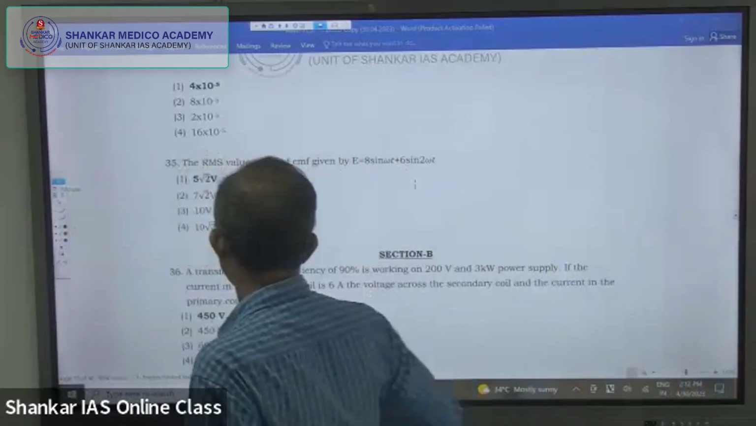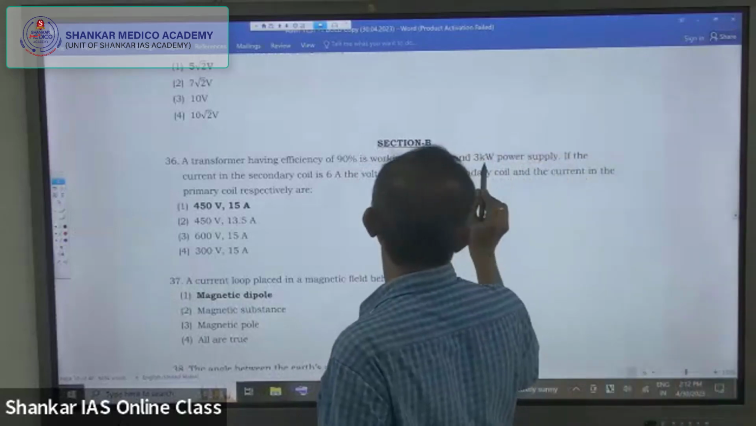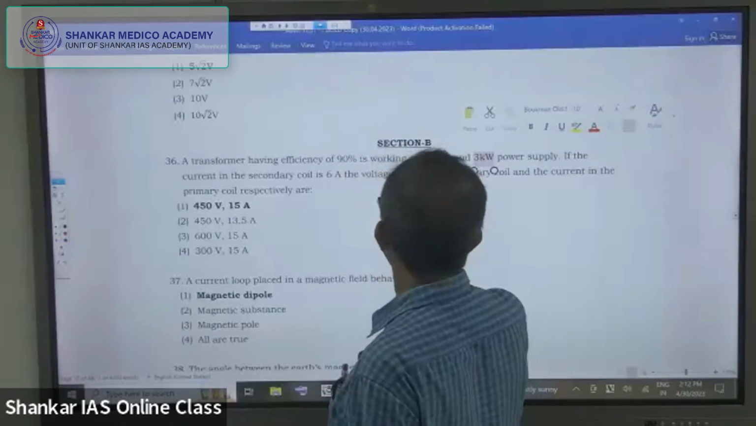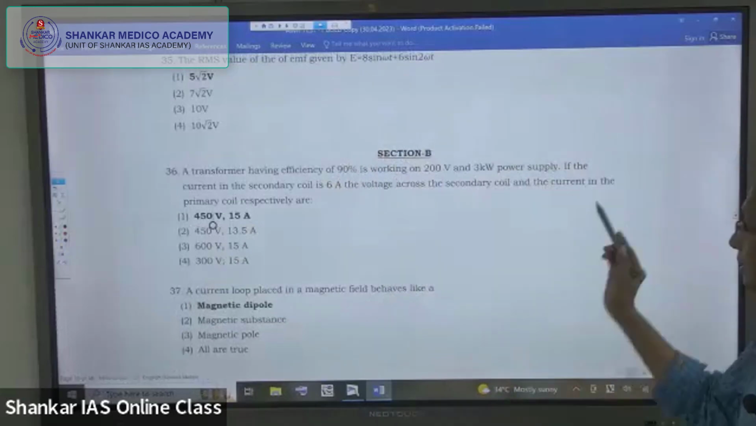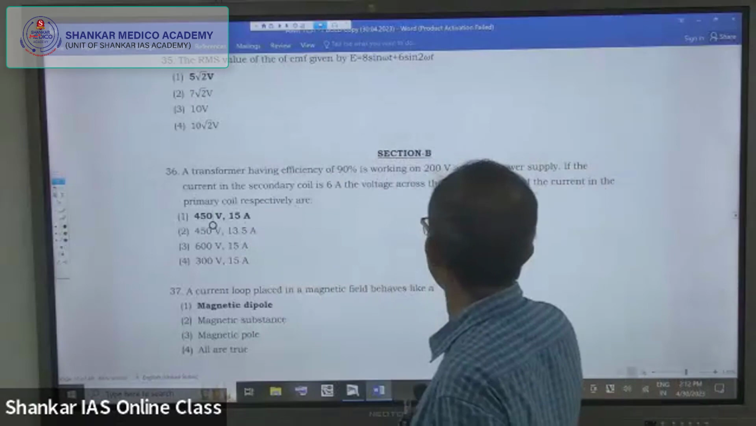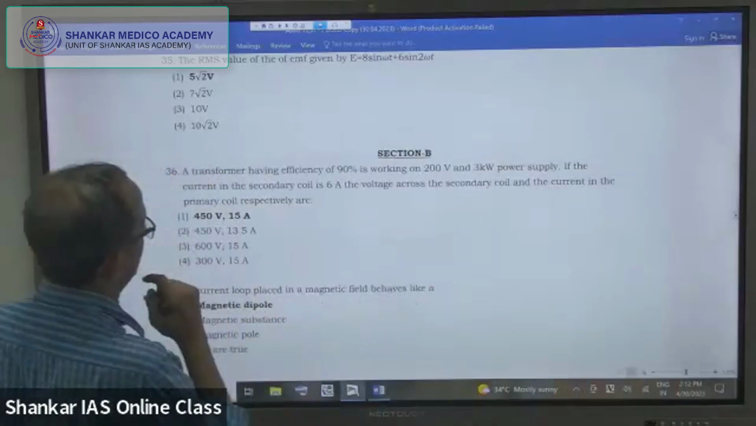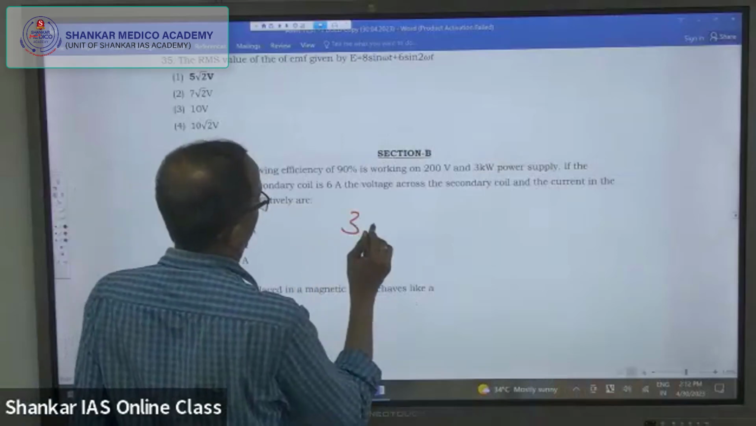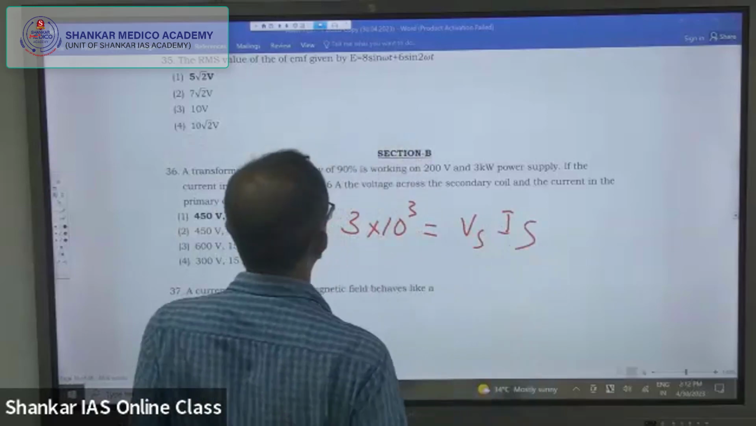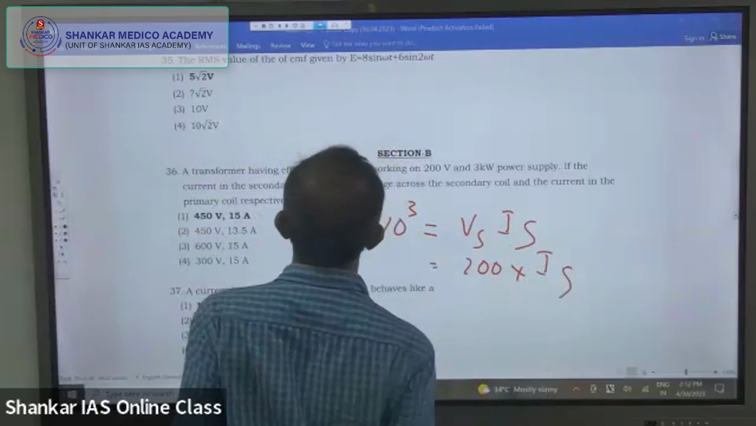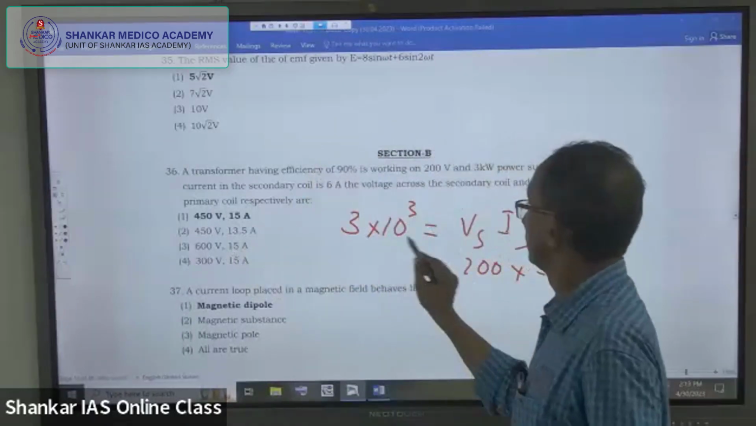Question number 36. 90% efficiency. Here 3 kilovolt. Based on this, 200 volt is given also. 15 ampere is the current. 450 is the voltage across the secondary coil. Current in primary coil is 15 ampere. Here, power remains same, 3 kilowatt. 3 into 10 raised to 3 equals Vs Is. There is 200 into Is. From here you will get 15 ampere. 3000 divided by 200. 50.